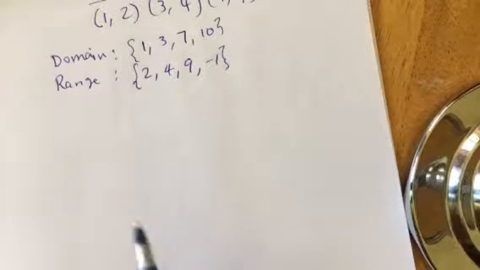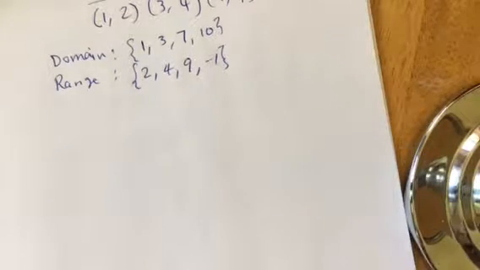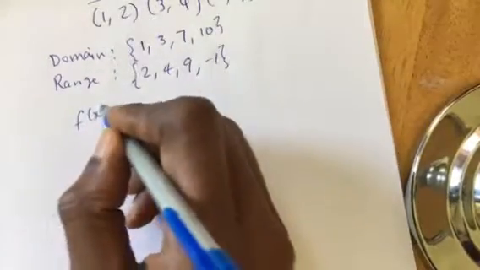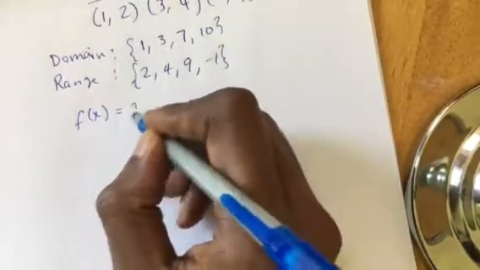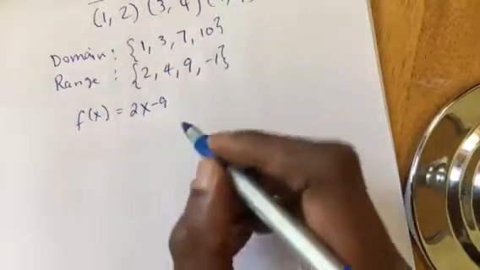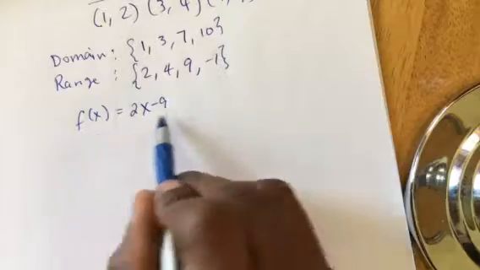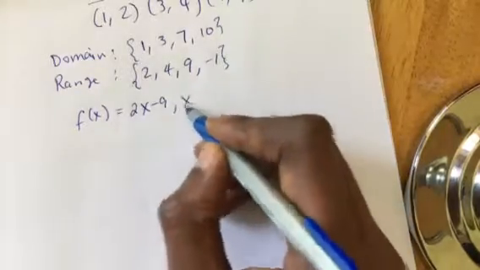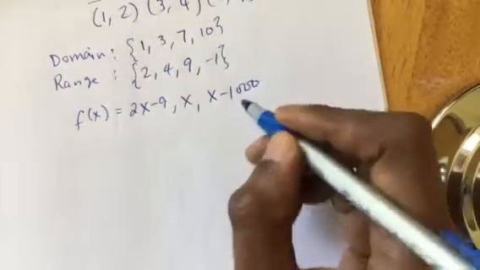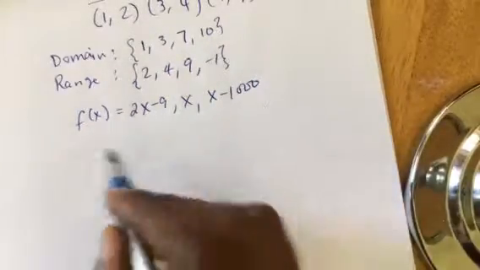Another way you might be asked to find a domain is given a graph, but I'll do the graph later. Let's talk about if you're given a function. So let's say you have a function like 2x minus 9, so the function might be a linear function, right? Like x or something like x minus 1,000, a linear function like this.